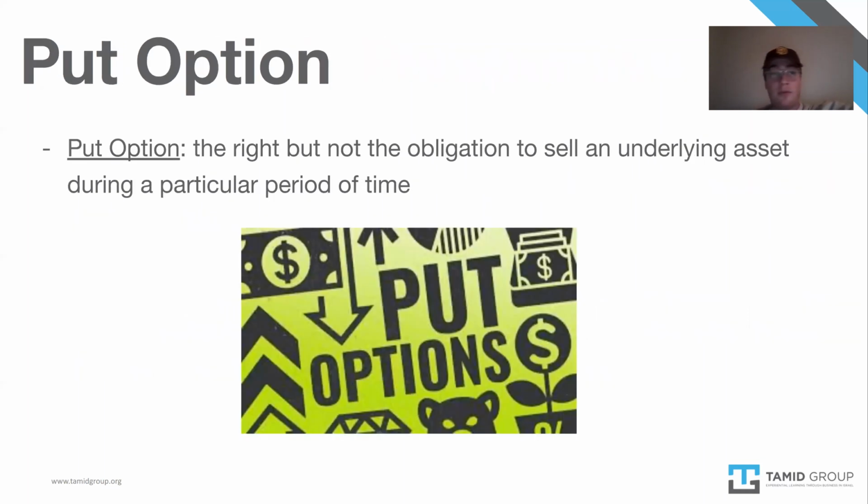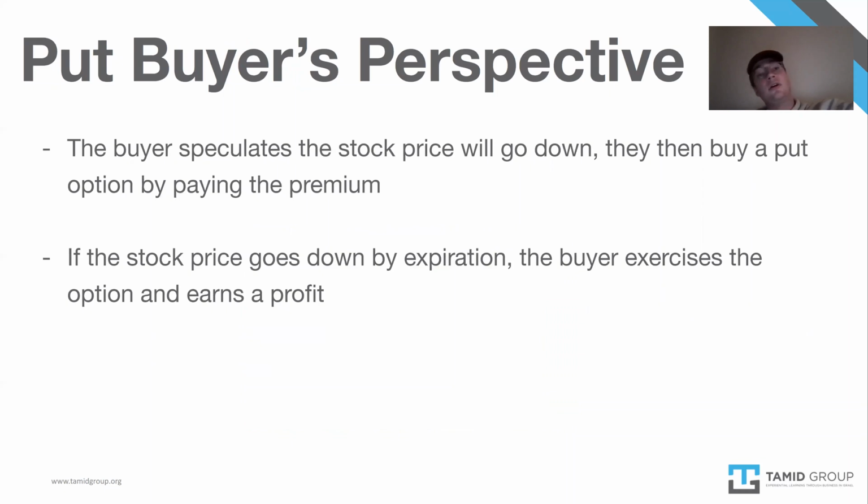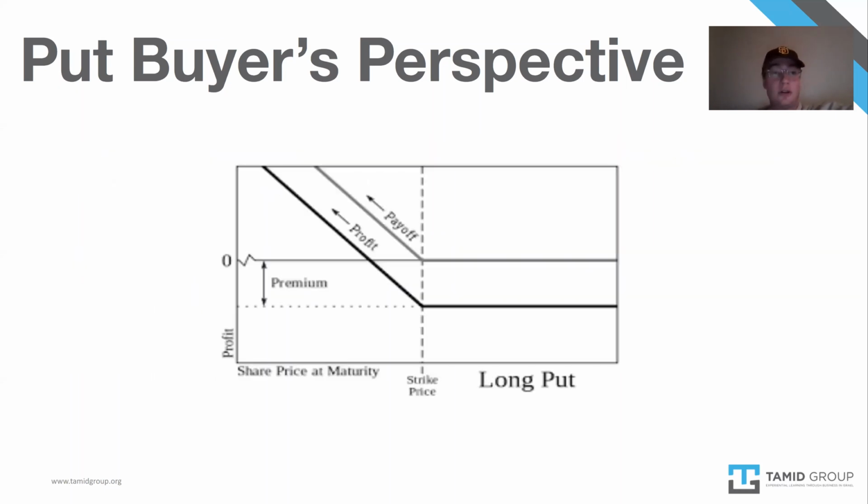So the other type of option we have is the put option. A put option is the right, but not the obligation, to sell an underlying asset during a particular period of time. In this case, a put buyer speculates the stock price will go down, so they buy a put at the premium. If the stock price does go down by expiration in an American option, the buyer will exercise it before expiration and earn another substantial profit.